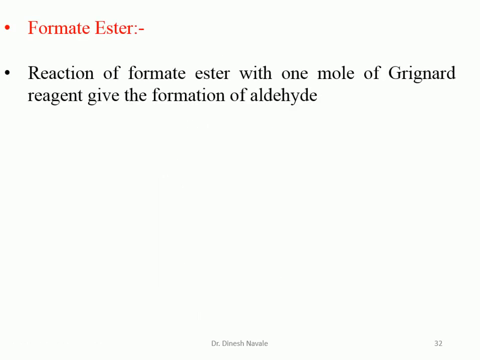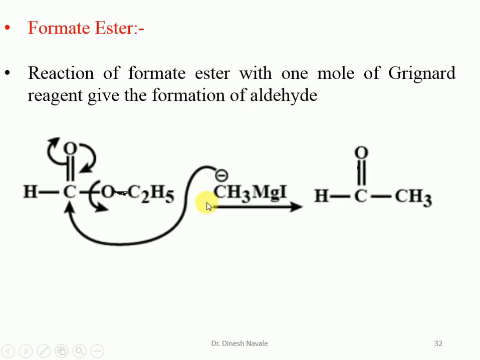Now if you utilize the formate ester, reaction of formate ester with 1 mole of the Grignard reagent gives the formation of aldehyde. So this is the ethyl formate with methyl magnesium iodide, which will give the formation of the aldehyde. So a simple ester like formate ester will give the formation of aldehyde, and other esters like methyl acetate and ethyl acetate on reaction with Grignard reagent give the formation of ketone as a product.